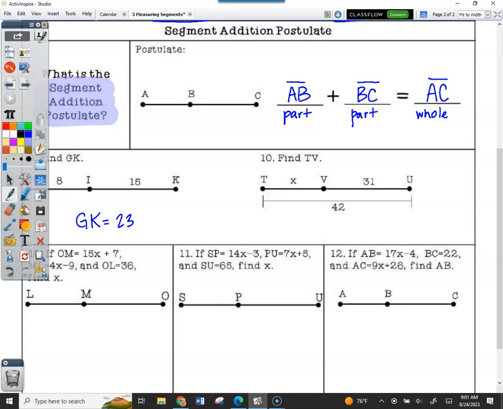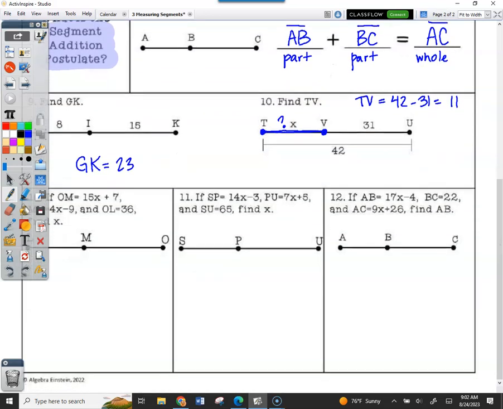Number 10, a little different, same concept. It says find T to V. T to V is this X right here. This is the goal. Alright, look for your clues. Your clues are the whole thing's 42, and from V to U is 31. How do I find T to V? Very good. T to V is going to be the 42 minus the 31. 11. So sometimes it's not part plus part equals whole. Sometimes it's whole minus a part equals the remaining part.